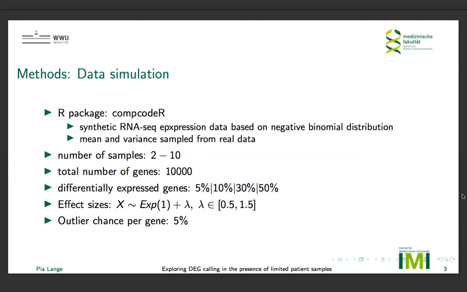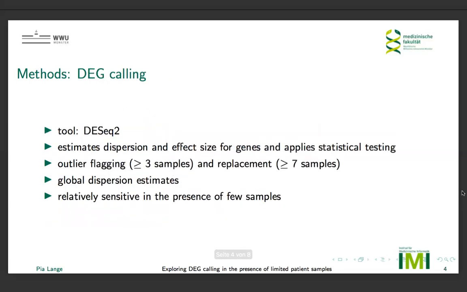We defined 4 distinct cases where either 5, 10, 30, or 50% of genes were truly differentially expressed. The size of the difference was taken from an exponential distribution with expected values ranging from 1.5 to 2.5. To include the possibility of errors, each count had a 5% chance of becoming an outlier.